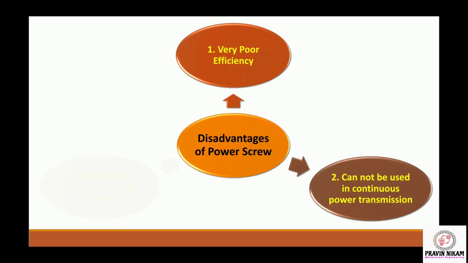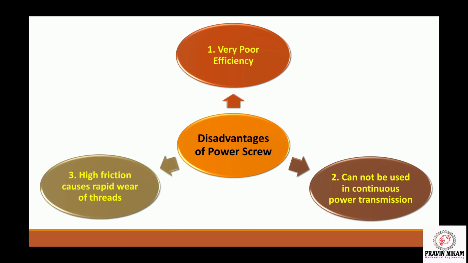Then the next disadvantage is that it cannot be used in continuous power transmission. Because there is rapid wear, you cannot use this power screw in continuous power transmission, because losses are high. Then the next disadvantage is high friction causes rapid wear of threads. So this is the main disadvantage. So these are the disadvantages of the power screw.